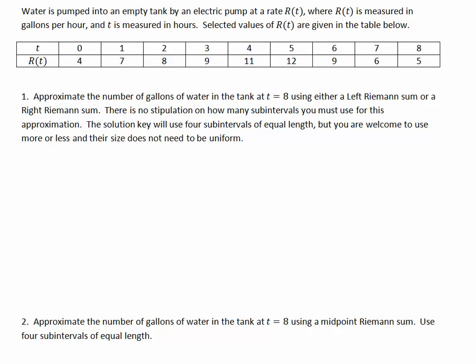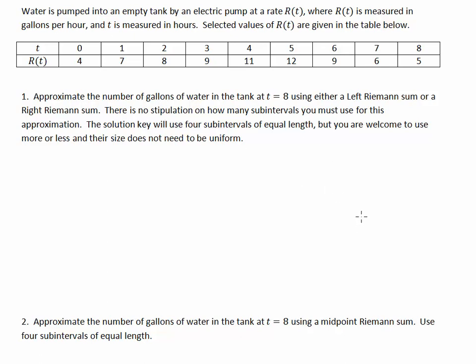It says water is pumped into an empty tank by an electric pump at a rate of R of t, where R of t is measured in gallons per hour and t is measured in hours. Selected values of R of t are given in the table below. So it looks like we're going from time equals 0 to 8. We said t is measured in hours, so this is a time span of 8 hours. And R of t is the rate that water is being pumped into this tank.